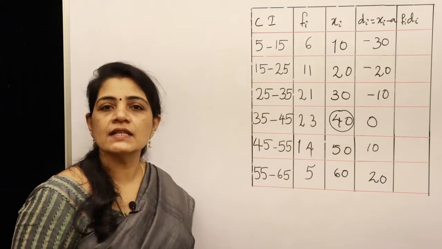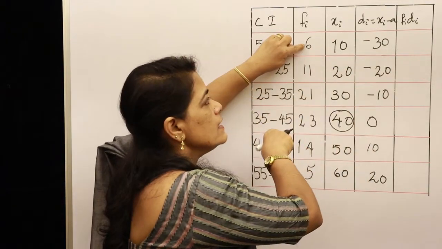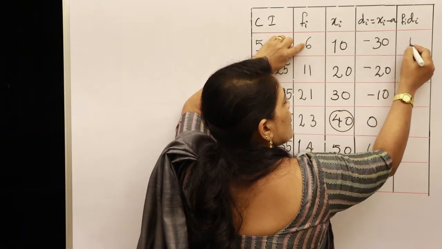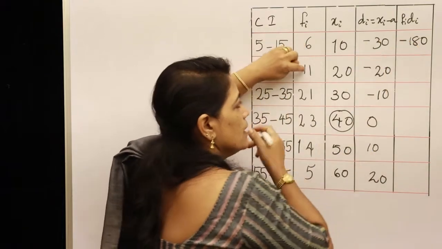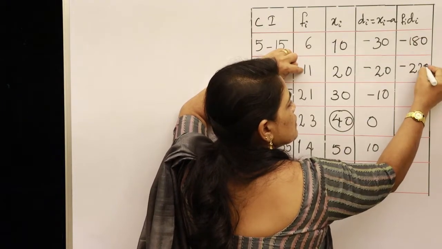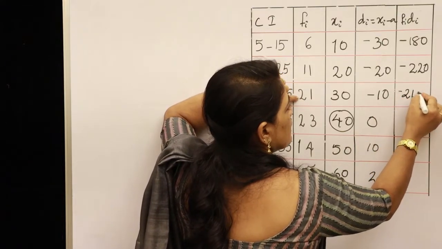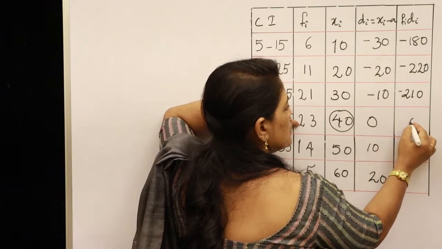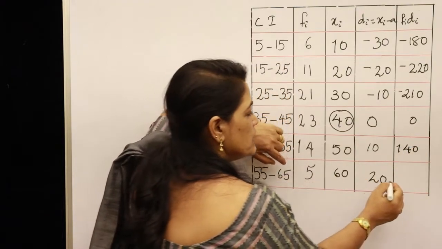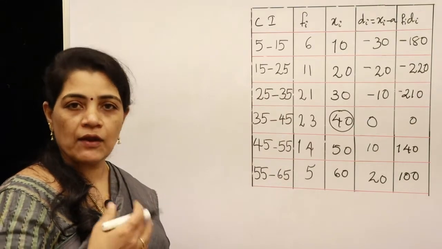In the last column, that is fi di, we have to multiply fi with its corresponding di. 6 into negative 30: 6 threes are 18 and a 0, so 180, and its sign is negative. 11 into negative 20, so 11 into negative 2 is negative 22, and negative 220. 21 into negative 10 is negative 210. 23 into 0 is 0. 14 into 10 is 140. 5 into 20 is 100. Now we have that last column, fi di.